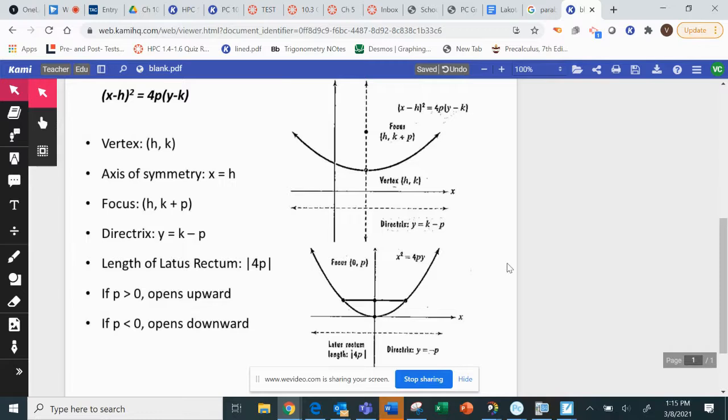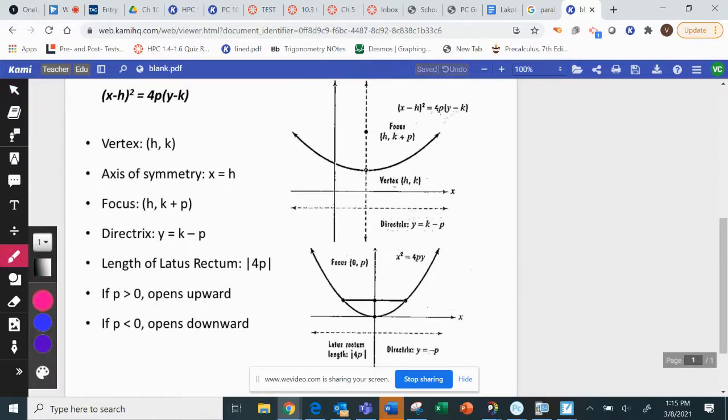Okay, in the equations, which you can see on your set of notes, we've got two sets of equations. Here's one of them right here. There's this p-value in there. The p-value is how we get our focus. Right here, you can see that (h, k) is the vertex, which we should already know. And then to get the focus, you're going to add p. To get the directrix, you're going to subtract p. There's information right there. We're going to do it live.